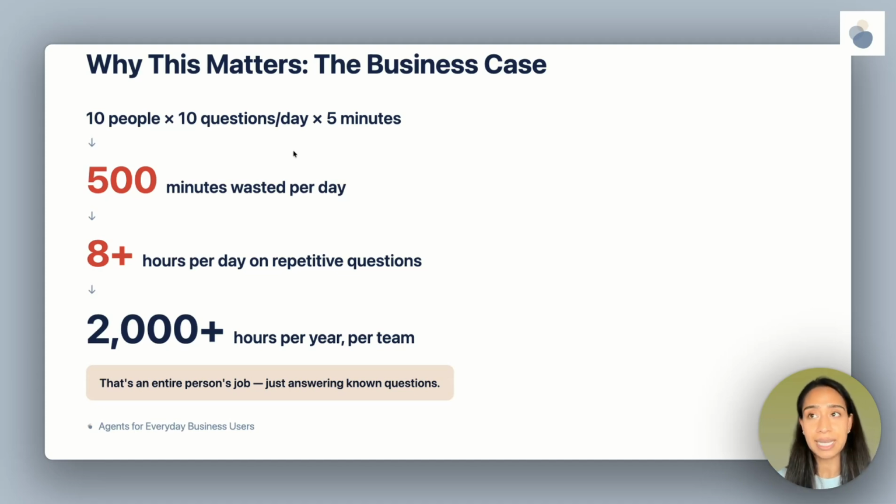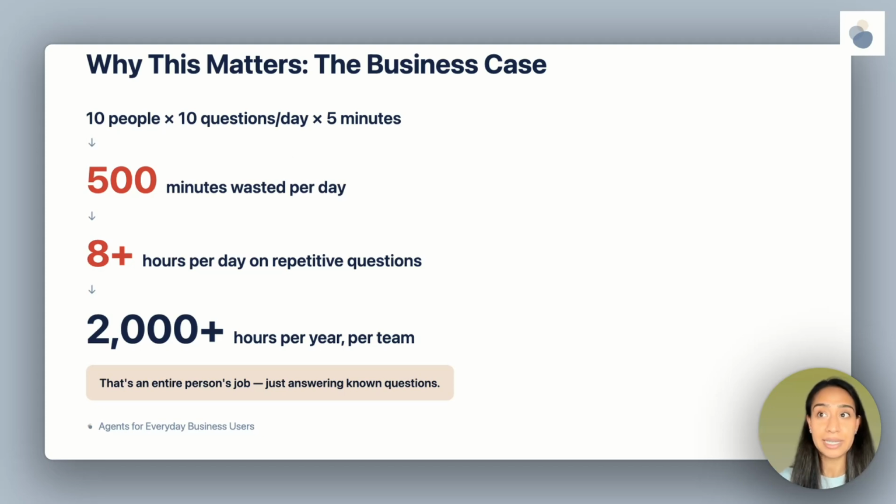When you add all of that together, that's 500 minutes of wasted time per day. And when I say wasted, it's the same question being asked over and over again. That adds up to 8 hours a day, and over the course of a year, that can add up to over 2,000 hours. That's quite a lot of time for some simple tasks.